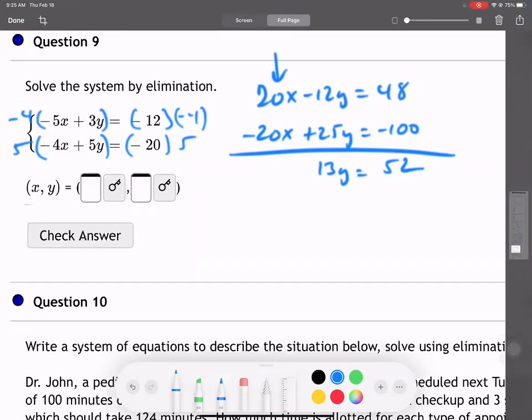Now, if you don't know what 13 times what is 52, here's a trick. What number can I multiply 3 by to make a 2 at the end? These numbers in the back have to match if you can divide it. 3 times 1 is 3. Nope. 3 times 2 is 6. 3 times 3 is 9. 3 times 4 is 12. Oh, hey, that's how I get the 2 in the back. So if I divide 52 by 13, it turns out that's 4. 13 times 4 is 52.